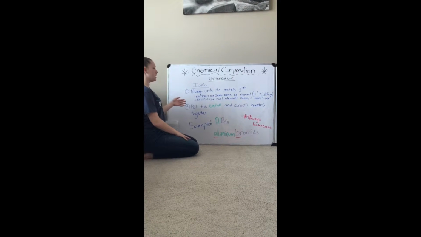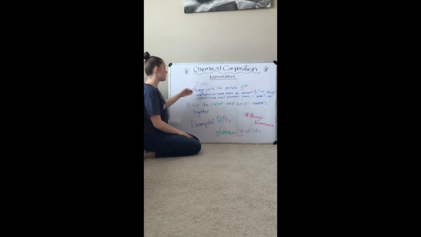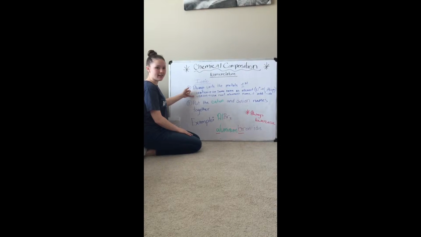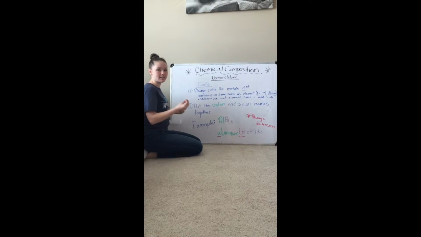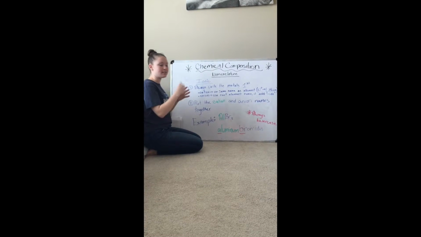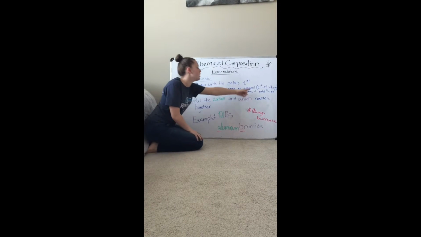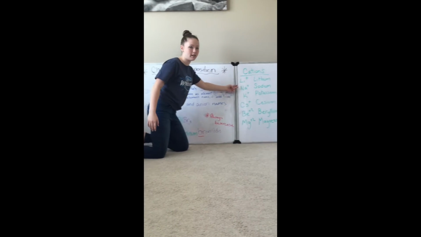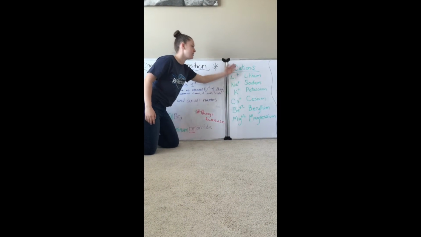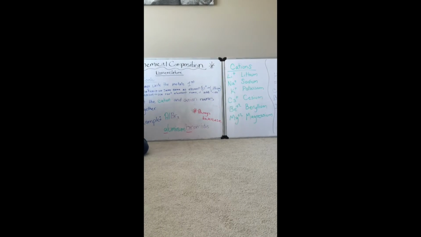So for ionic, you always write the metal first. You have the cation and the anion. The cation is the metal. For the cation, you use the same name that it's given on the periodic table. So the element is the same as the element. So Li+ would be lithium. And then we have a list of all the cations right here and all of their names. They're going to be the exact same as what's on the periodic table.